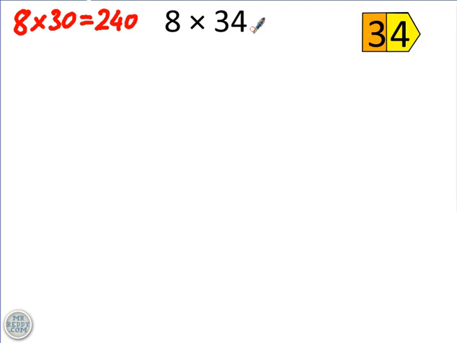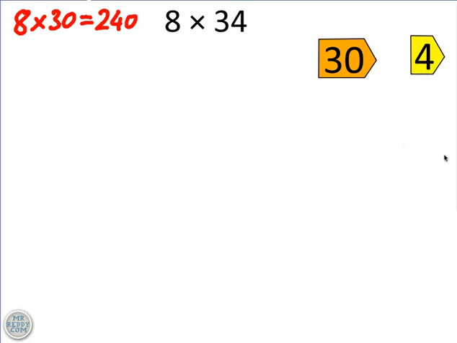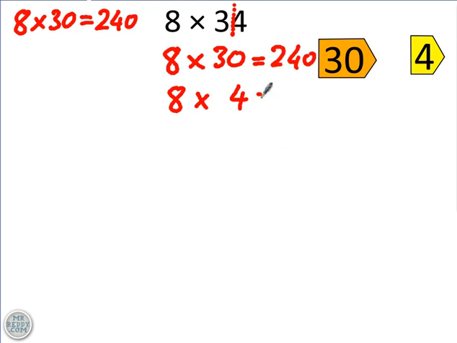8 times 34, I'll break it down into 2 parts that I can do easily in my head. Remembering over here that 34 can be partitioned into 30 and 4. Okay, you could look at it this way, and then some people will write these out on separate lines like this, which I think is a good idea. 8 times 30 and 8 times 4. Calculate those separately. 8 times 30 we know is 240, and 8 times 4 we know from our times table knowledge is 32.